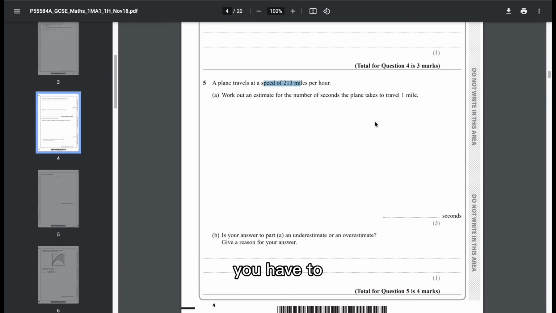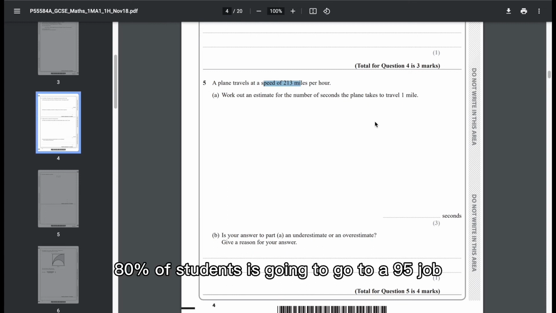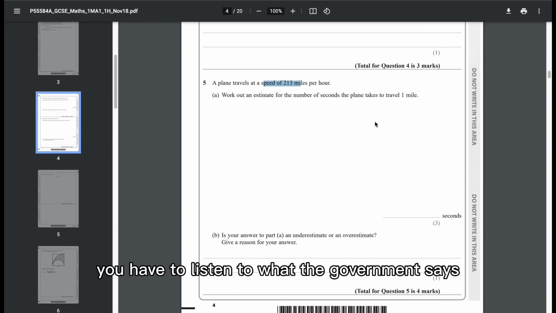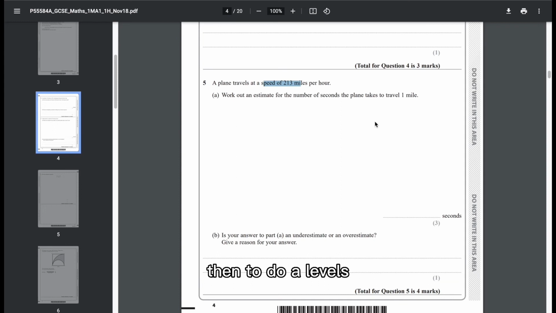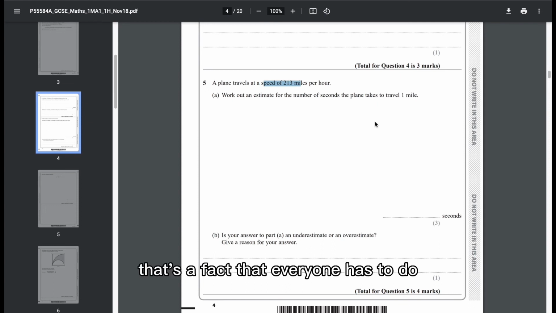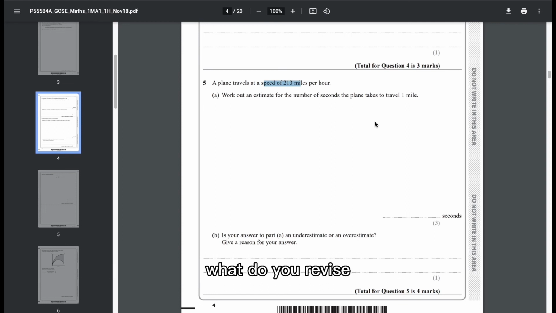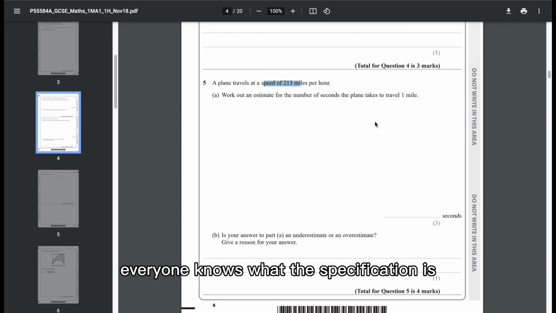So you have to work it, all of these 80% of students are going to go to a 9-to-5 job. It's facts. The world is changing. I'm an advocate for change, but right now it's GCSEs. You have to listen to what the government says, and that is to do your GCSEs, then to do your A-levels. You have to do your GCSEs. That's important. That's a fact that everyone has to do. Some don't do it. I don't have enough knowledge in that, but this is very, very important. And it's very, very important to know what to revise for GCSE Maths. What do you revise? Everyone has a syllabus. That is simple. The specification is already there. Everyone knows what the specification is.